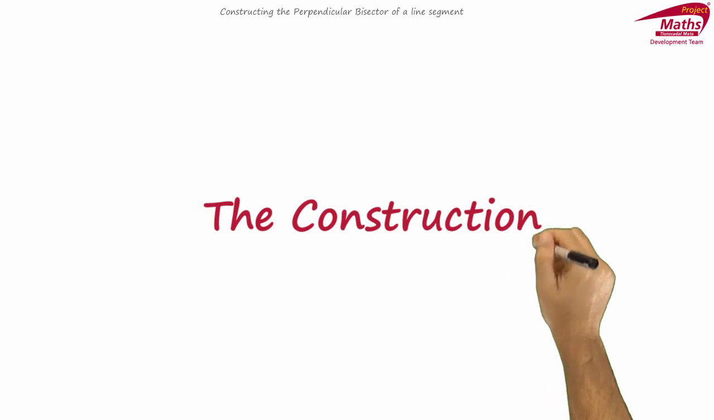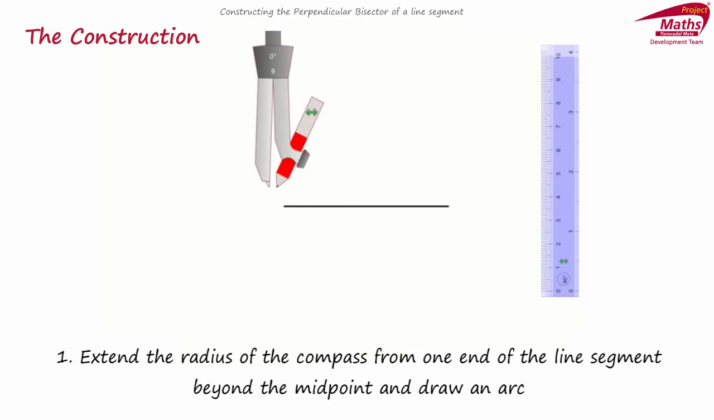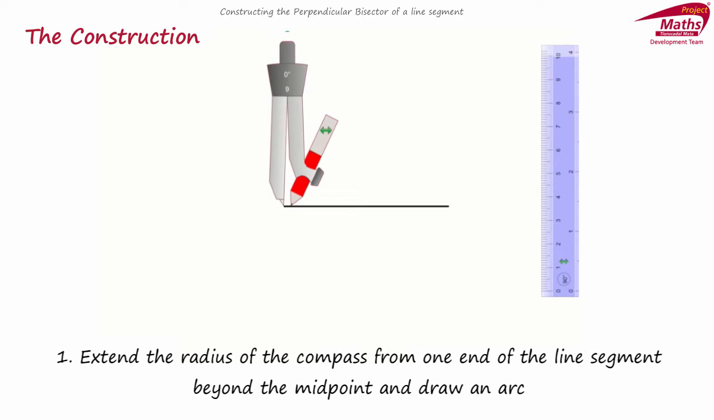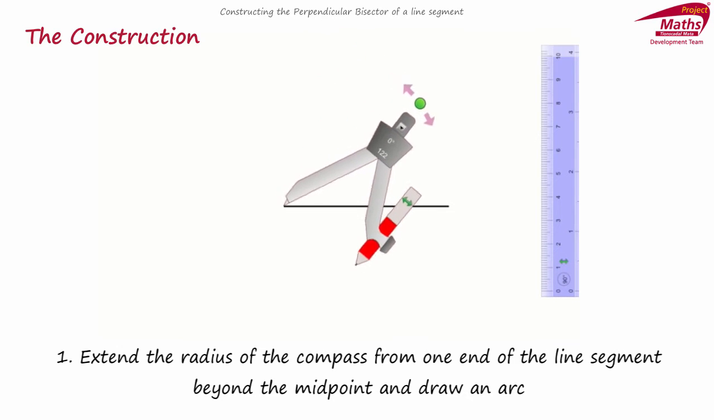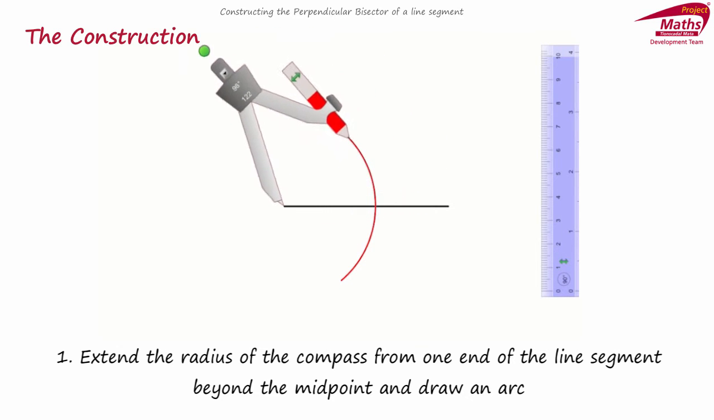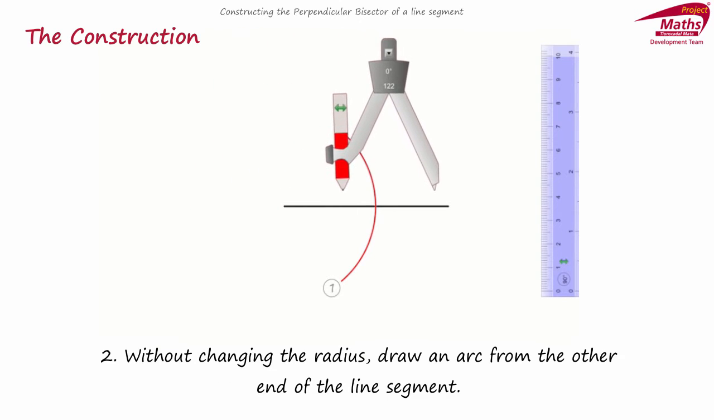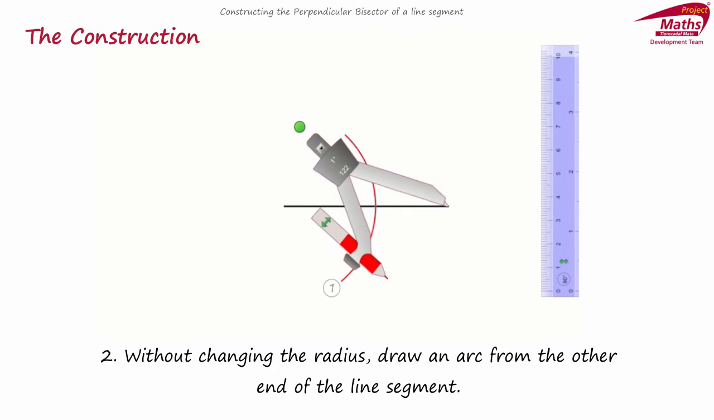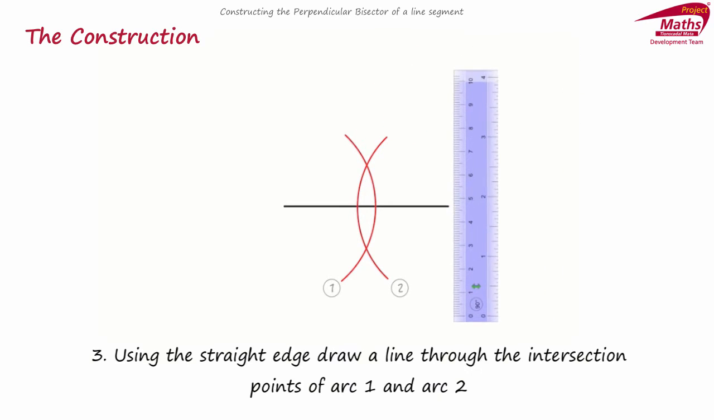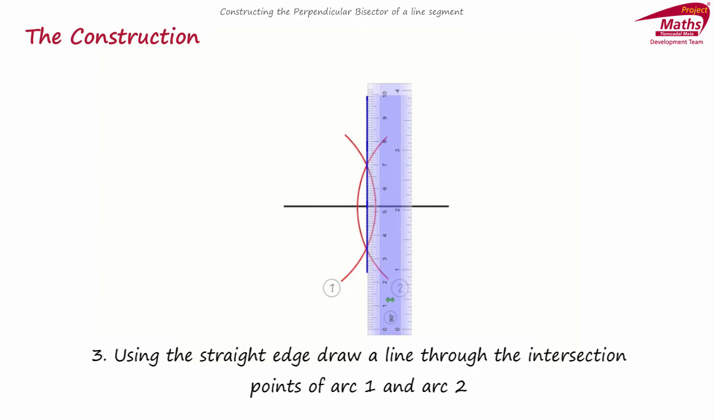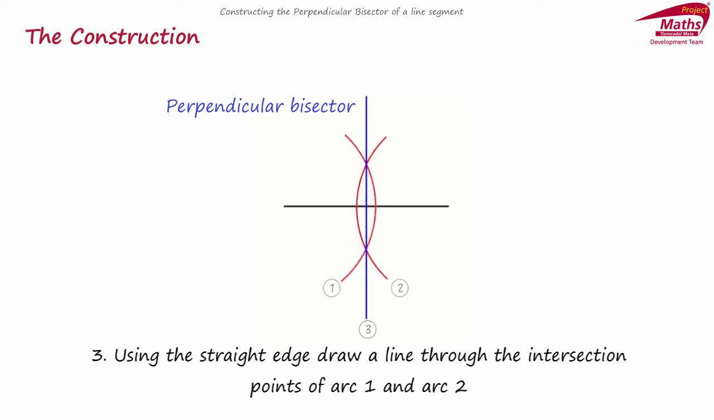Let's look at the construction itself. 1. Extend the radius of the compass from one end of the line segment beyond the midpoint and draw an arc. 2. Without changing the radius, draw an arc from the other end of the line segment. 3. Using the straight edge, draw a line through the intersection points of arc 1 and arc 2. This is our perpendicular bisector.